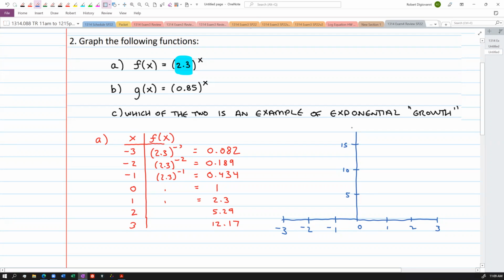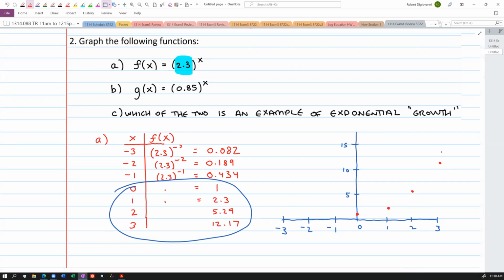Okay, and then what I recommend you do is graph the stuff that's easy, the positive numbers. Do that. So when you plug in 0, you get 1. So that's going to be down here somewhere. When you plug in 1, you get 2.3. So it goes up a little bit. When you plug in 2, you're a little bit above 5. And when you're at 3, you're at 12 something. So you don't have to be super precise on this. Just give me a feel for what's going on.